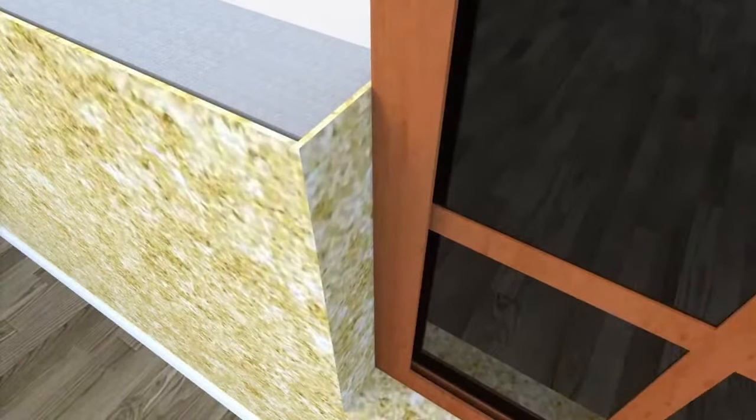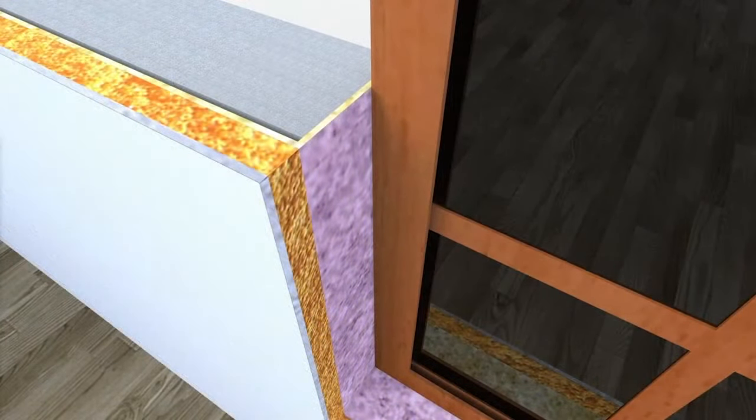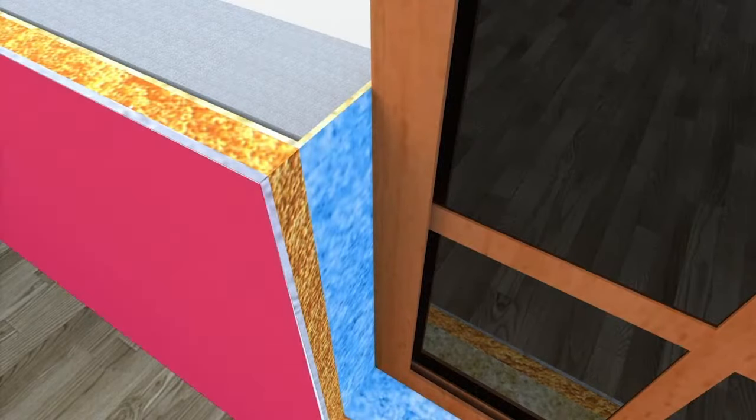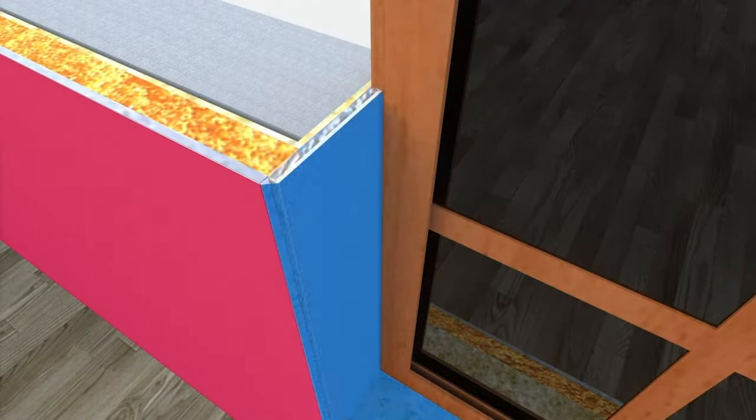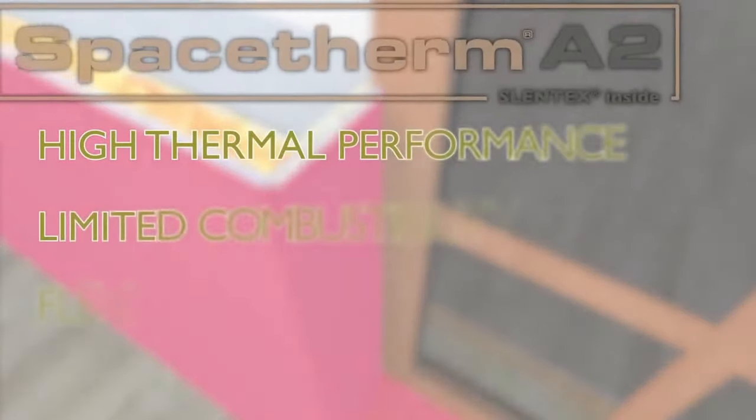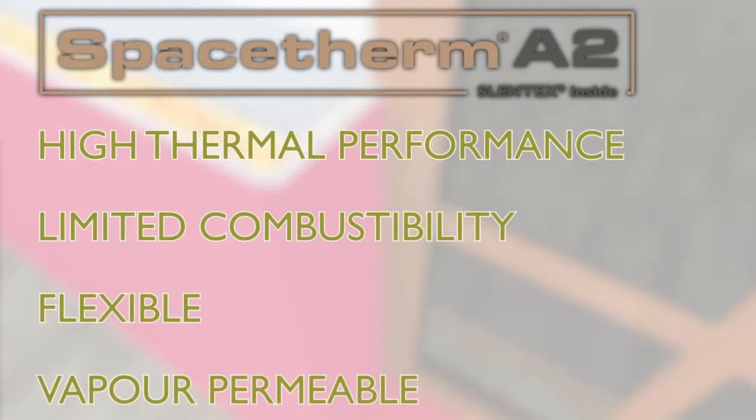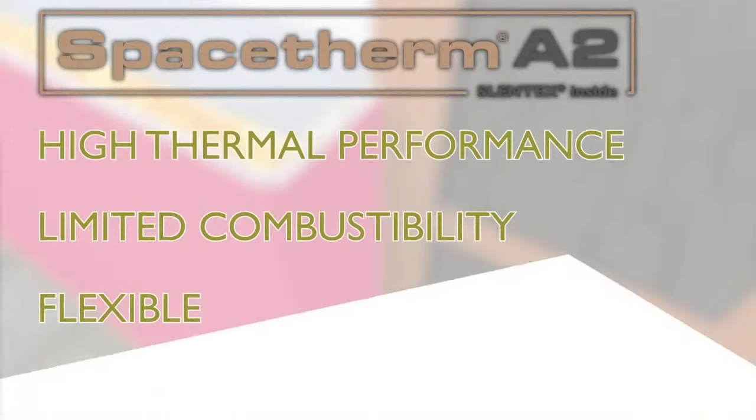Systems such as SpaceTherm, which provide high thermal resistances in minimal thickness, allow for a more uniform envelope of thermal insulation performance, with the localised drop in R values around complex features minimised. The fire-rated SpaceTherm Slentex A2 system also allows this continuity to be maintained where reduced combustibility is required, offering significantly higher performance per unit of thickness than conventional fire-rated insulation, such as mineral fibre.